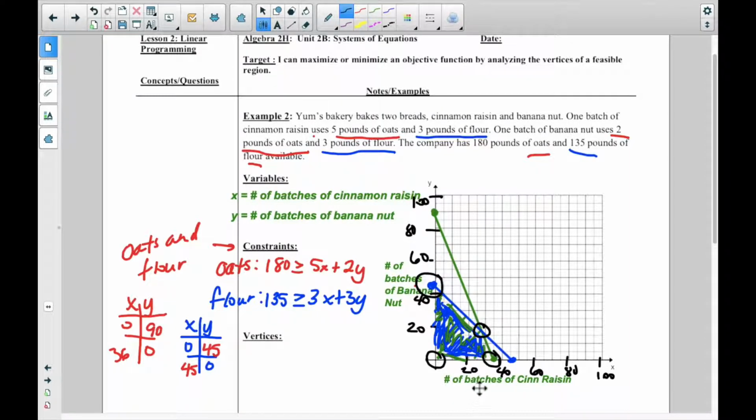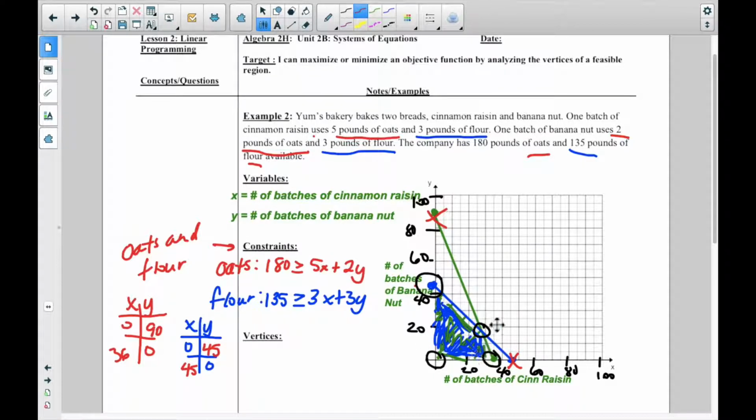When we talk about finding the vertices, we only need the vertices of the shaded area. In other words, only if the corner is touching the shading, that's what we need. So if you look at your graph, you do not care about that point up there because it's not touching the shaded area. This point would work for the oats, but it wouldn't work for the flour. Similarly over here, this would work for the flour, but it wouldn't work for the oats. So we don't need those. The only ones that we need are the ones that have the shading of all of the areas, because that's the one that works for everything.